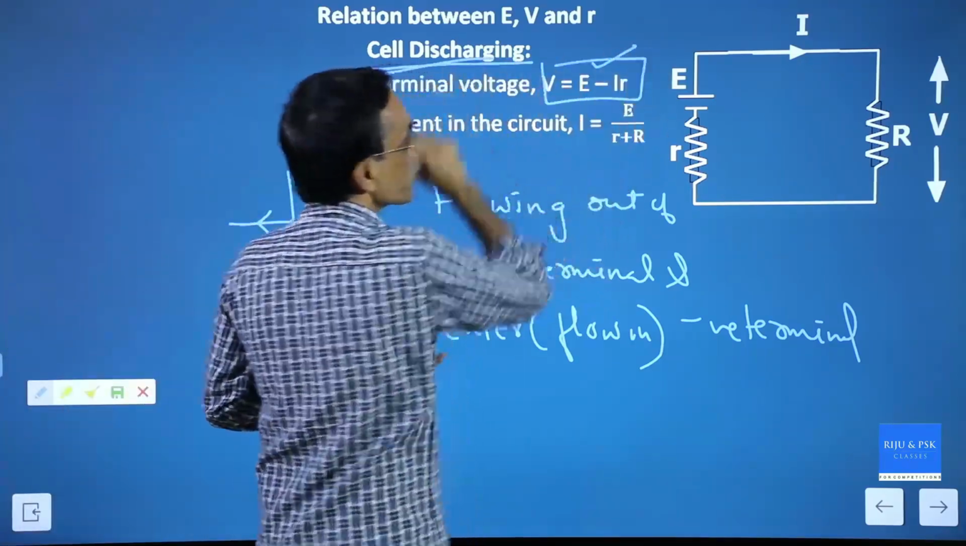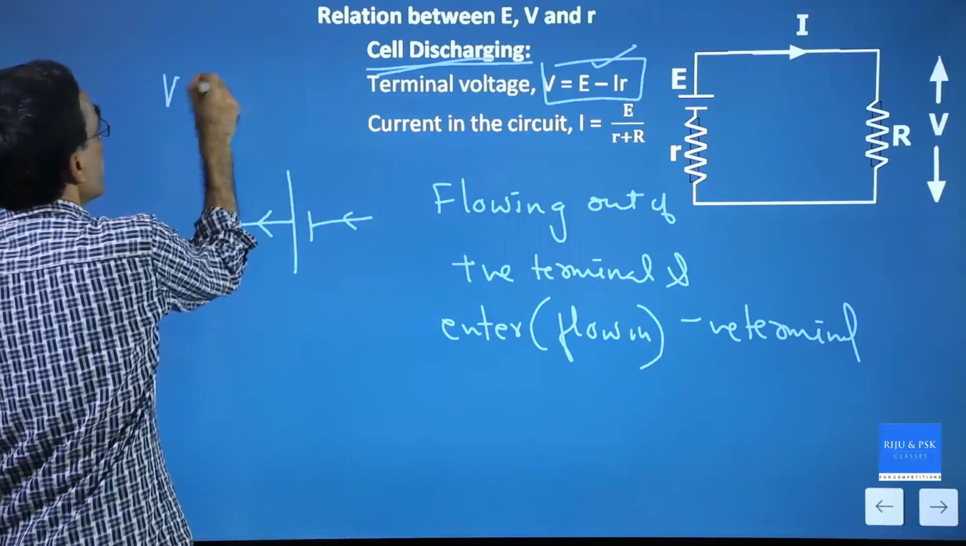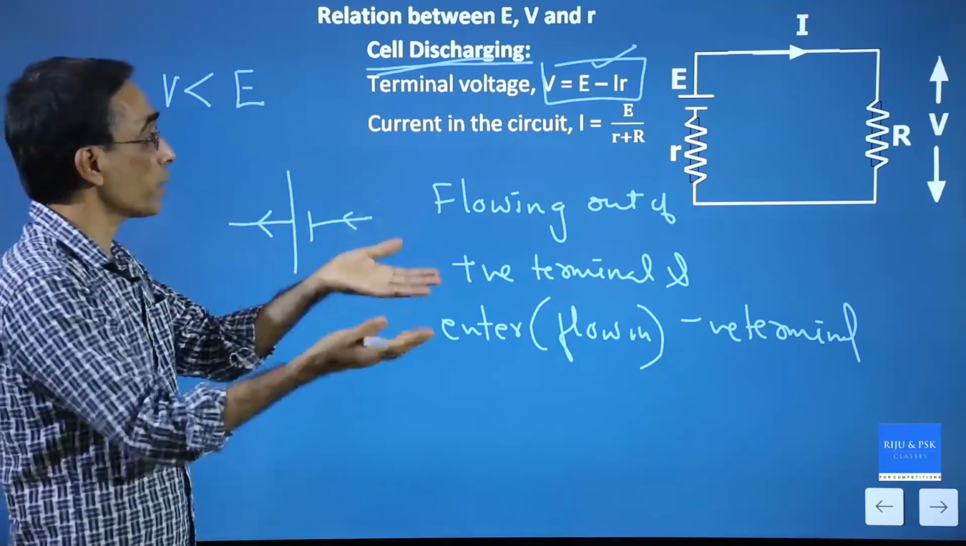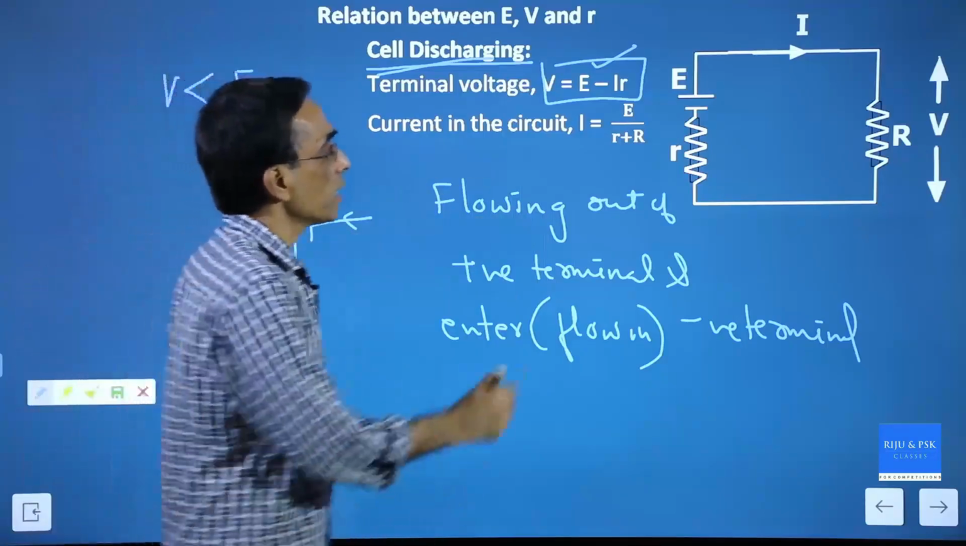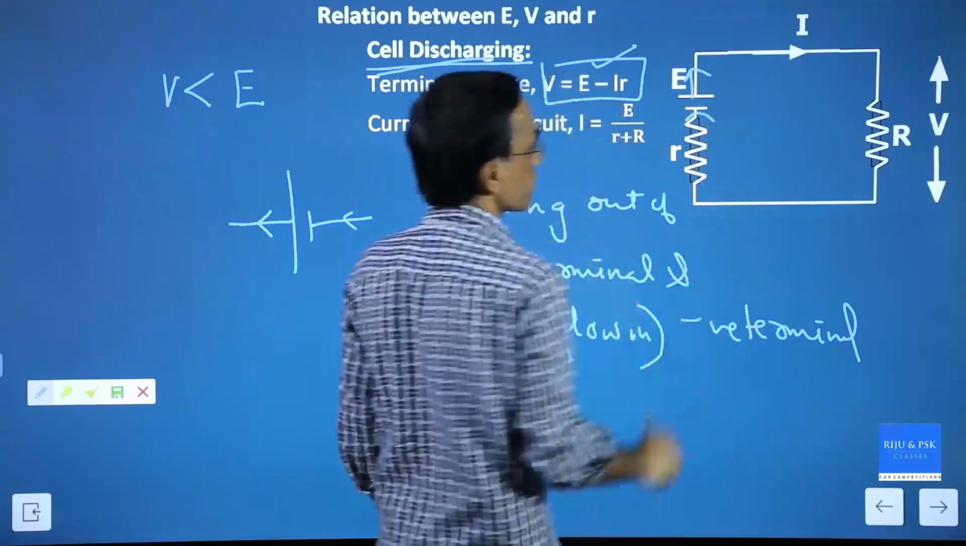Then this equation is applicable: V equal to E minus Ir. In such cases we can say V will be less than E. In the previous question you saw E was 10, but your available voltage was only 8.5. See, here again you can see current flows out of the positive but enters the negative.